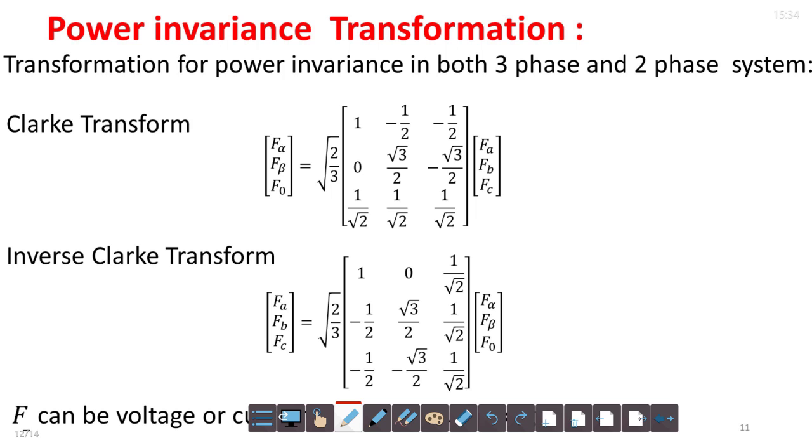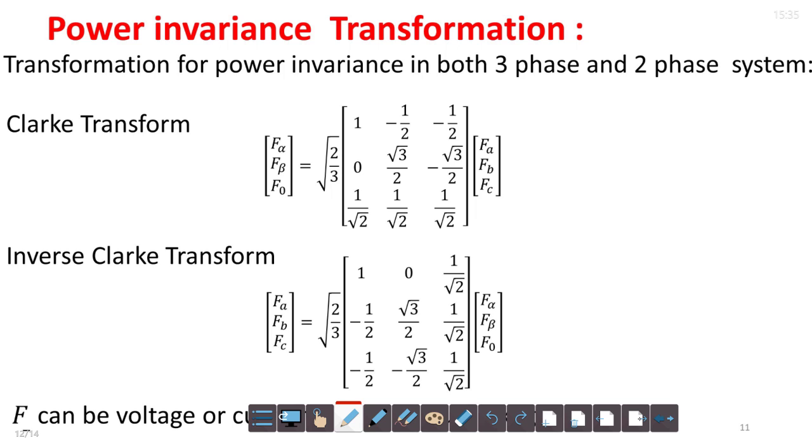So, this is one transformation. There is another set of transformation which is called power invariance transformation. The previous one was the MMF invariance transformation. That means, when we transform from one frame to the other, MMF was remaining invariant. Now, in the other, power remains invariant. If the power remains invariant, the transformation is given like this.